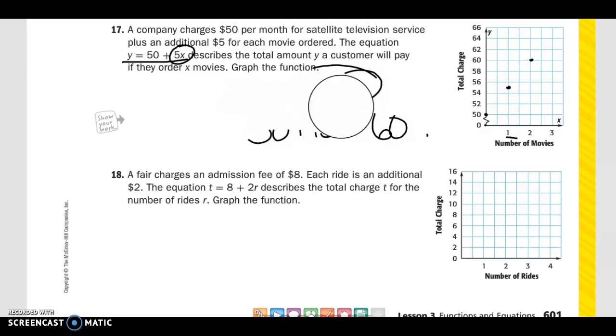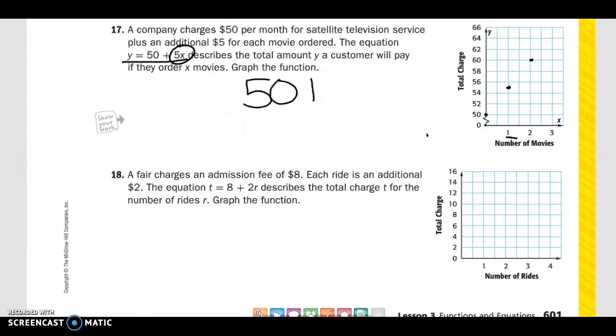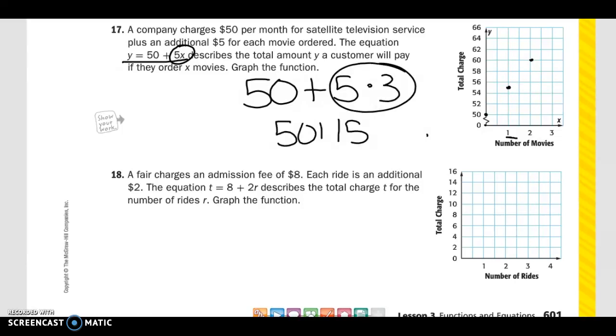And then our last number after 2 is 3. So we're going to plug 3 in for x. 50 plus 5 times 3. 5 times 3 is 15. And then 50 plus 15 is 65. So at 3, we're right there at 65, which is halfway between 64 and 66. Draw your line as straight as you can. And there you have that one.